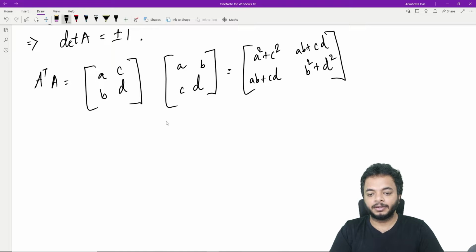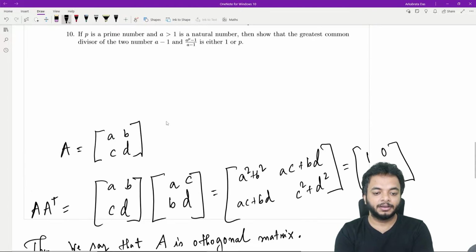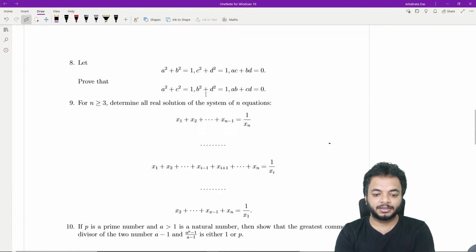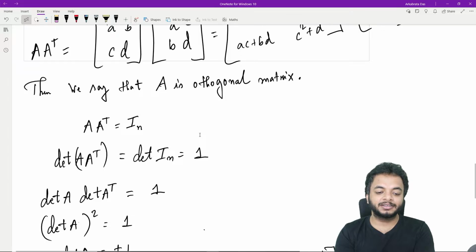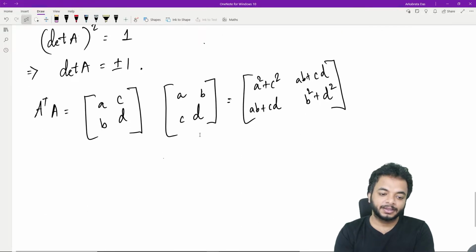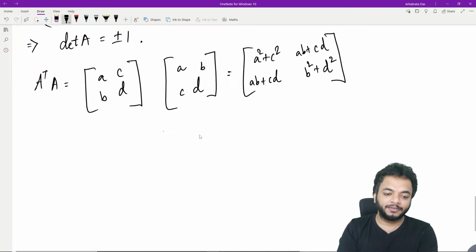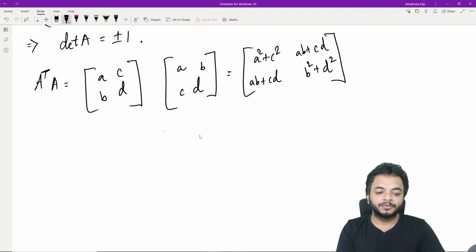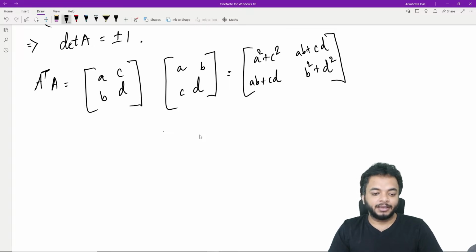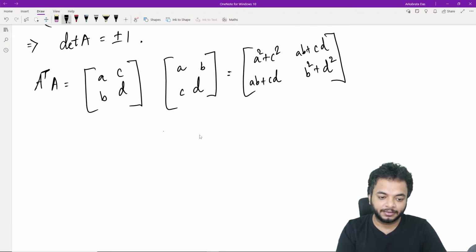So this is what we have to prove: this should be the identity matrix, because we have to prove a squared plus c squared equals 1, b squared plus d squared equals 1, and ab plus cd equals 0. So basically this problem is nothing but asking you that if A times A transpose equals the identity, then prove that A transpose times A is also the identity. That is what they are asking you to prove.